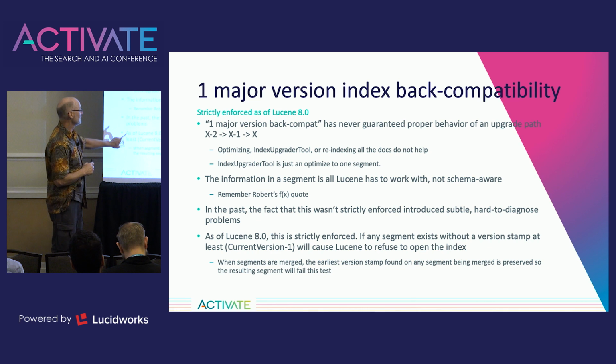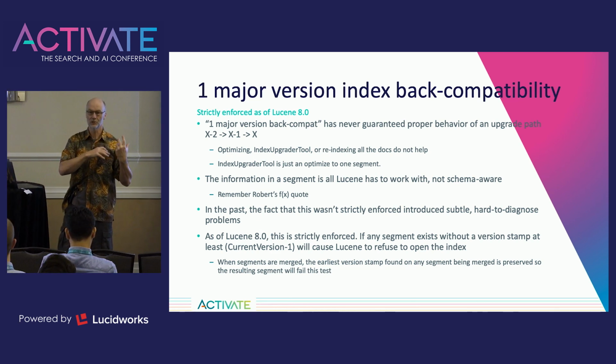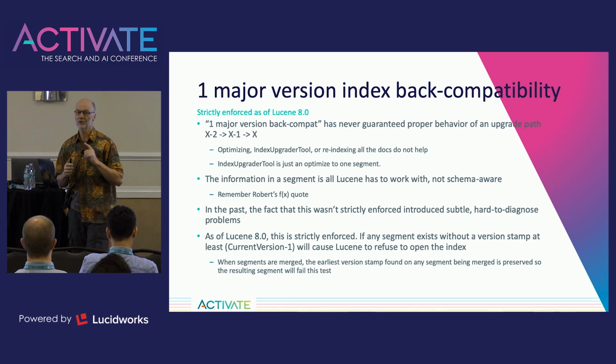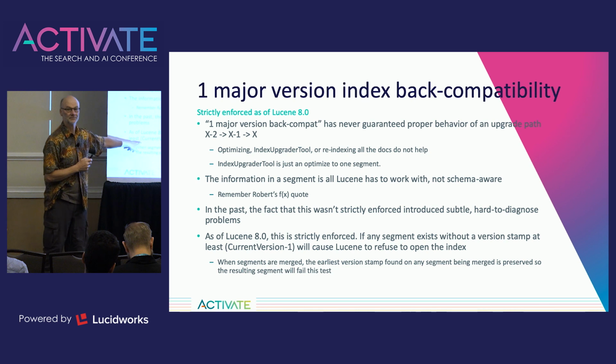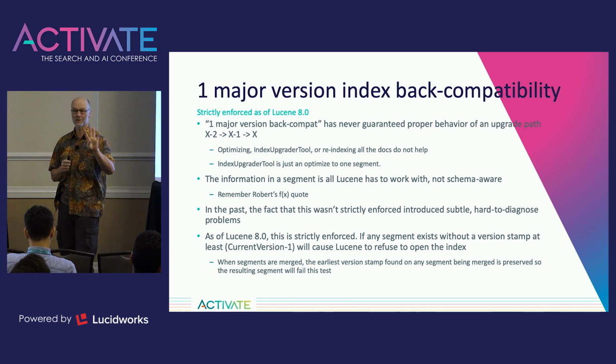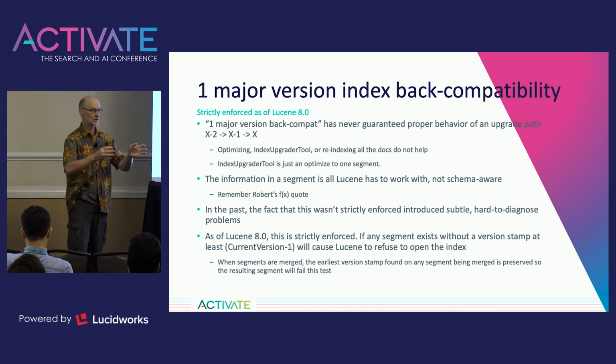Be aware that as of Lucene 8, I said it won't open an index created 2 versions ago. Well, the way that's enforced is when a segment is created, a version stamp is put in the segment. When 2 or more segments are merged, the earliest version stamp is preserved. So I don't care if I've merged and merged and merged these.